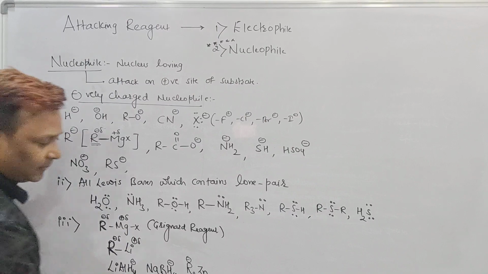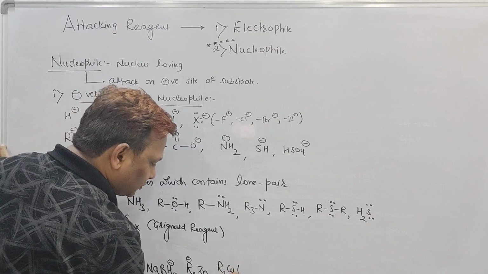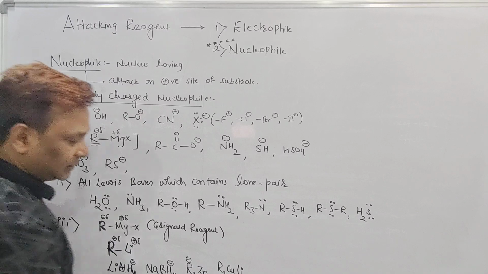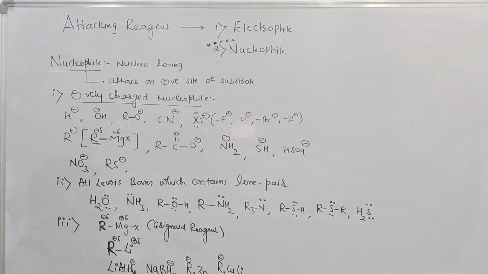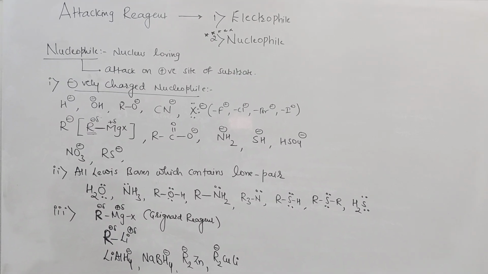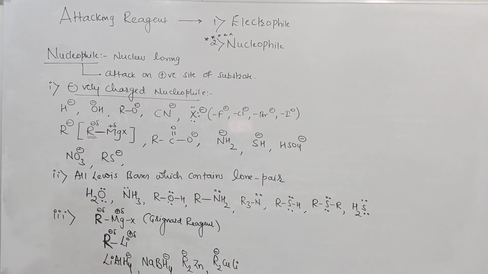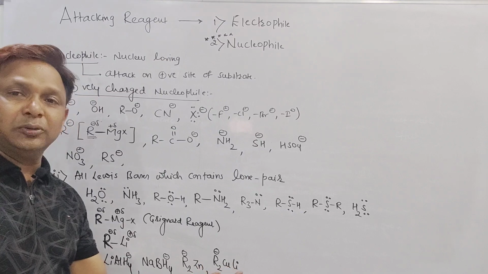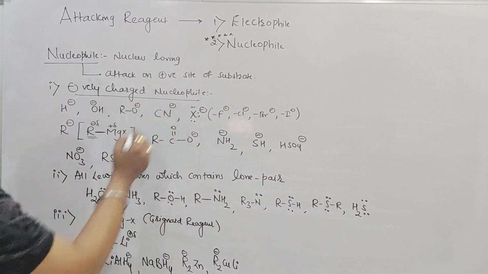They act as a nucleophile. In Corey-House synthesis, R2CuLi, where I am getting R as negatively charged, will act as a nucleophile. These are the examples I wrote on the board: lithium aluminum hydride, sodium borohydride, R2Zn, R2CuLi, where all the negatively charged species act as a nucleophile. So one is a negatively charged nucleophile.